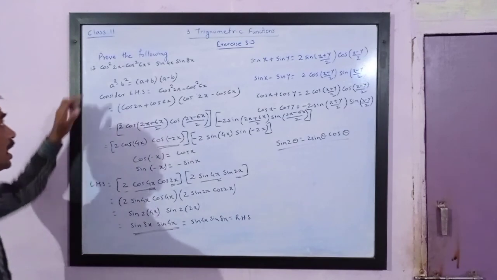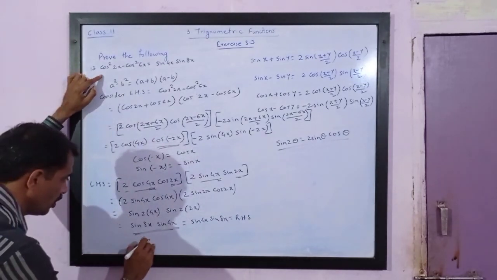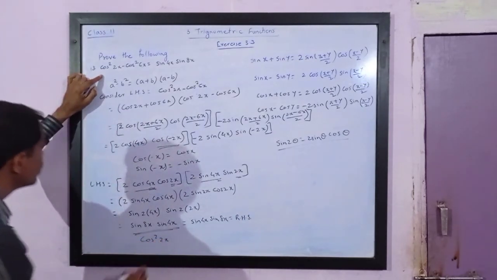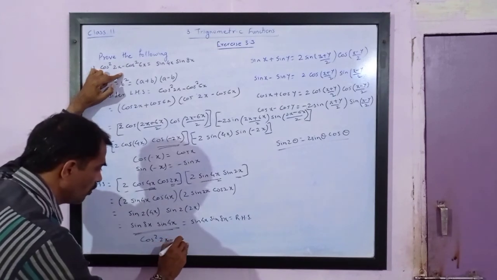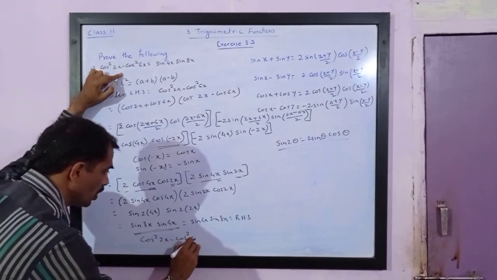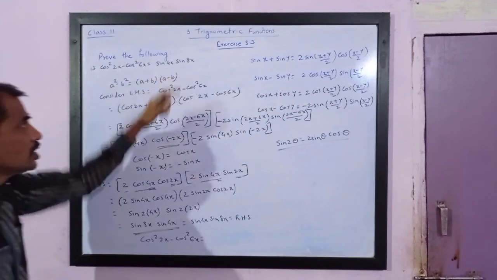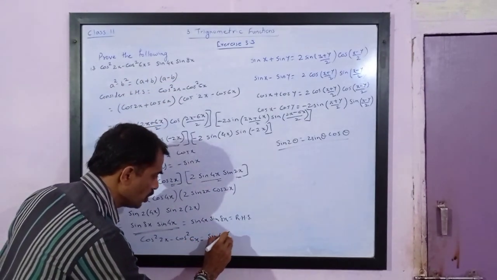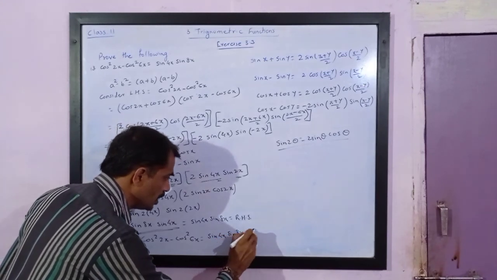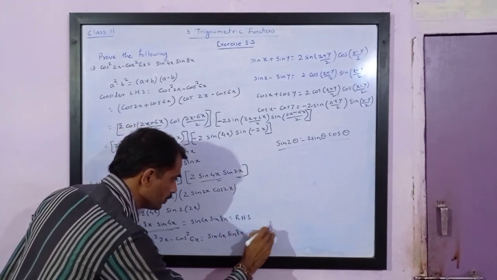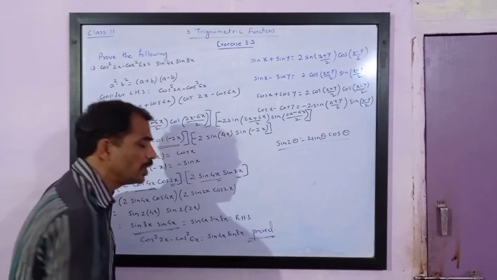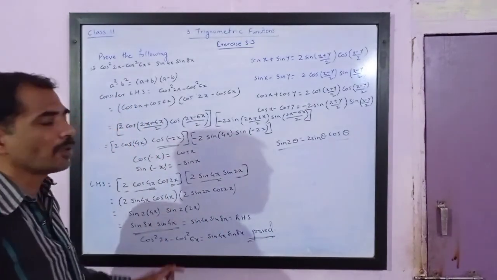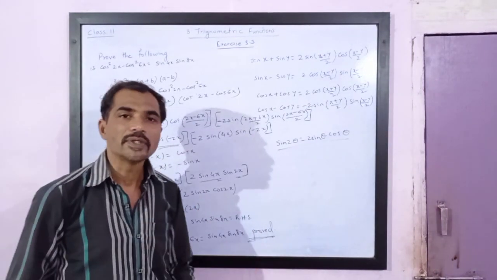Hence we can say that cos square of 2x minus cos square of 6x is equal to sin 4x into sine of 8x, is proved. Please, I request you to solve these problems again and again in order to get sufficient practice.